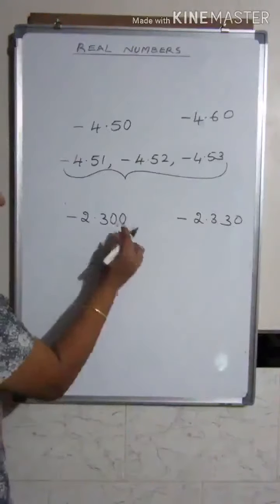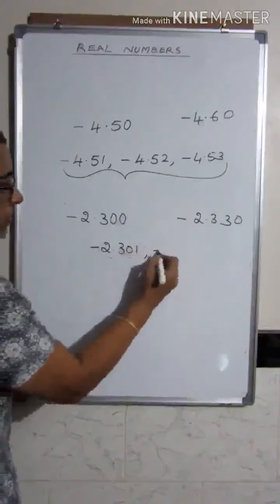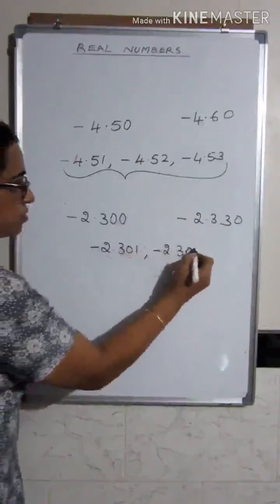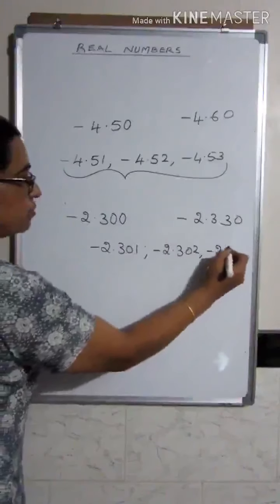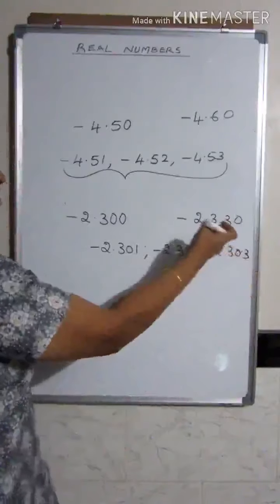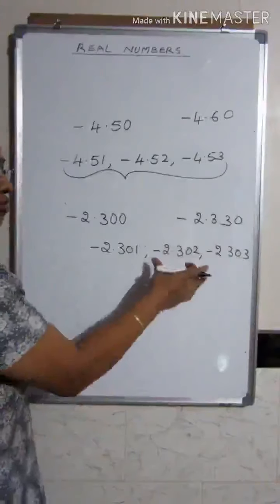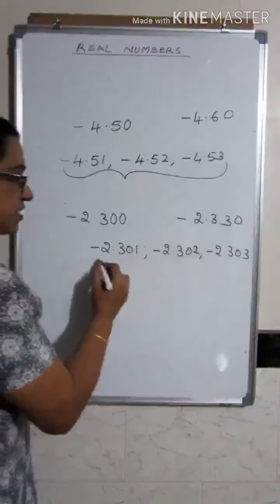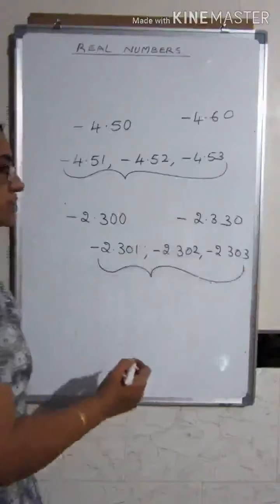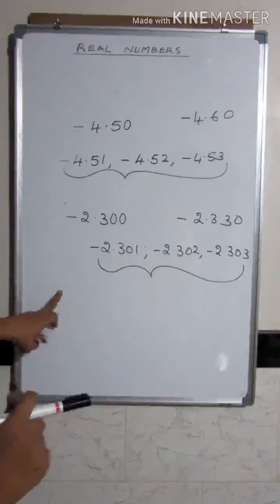So after this the next number that you get is minus 2.301, then you get minus 2.302, minus 2.303. So like this you can write numbers till you reach 2.330; you have got so many numbers. Out of that you can choose any 3 numbers and write 3 rational numbers between the 2 given numbers. So this is how you write the 3 rational numbers between any 2 given numbers. So this completes exercise 2.2.